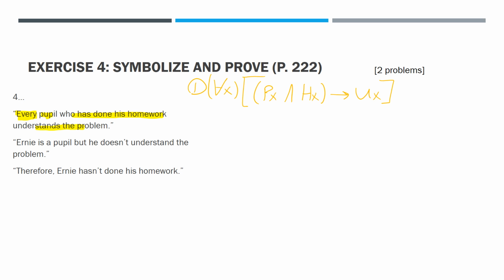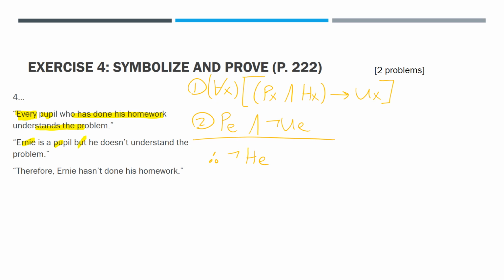Premise 2, Ernie is a pupil, but he doesn't understand the problem. We have a conjunction. Line 2, we have pupil as the predicate, Ernie as our subject. We have the and sentential connective. He doesn't understand the problem, so not UE. And then from those two premises, we have the conclusion that Ernie hasn't done his homework, so not HE.